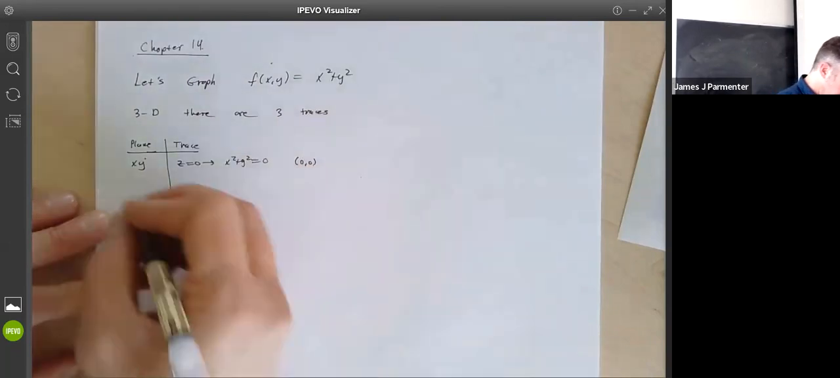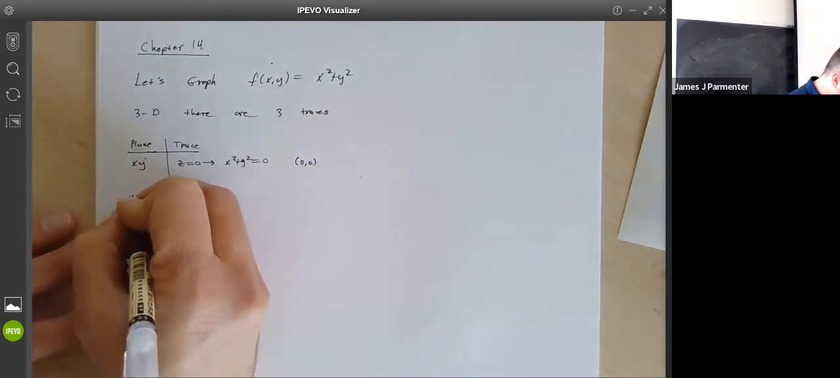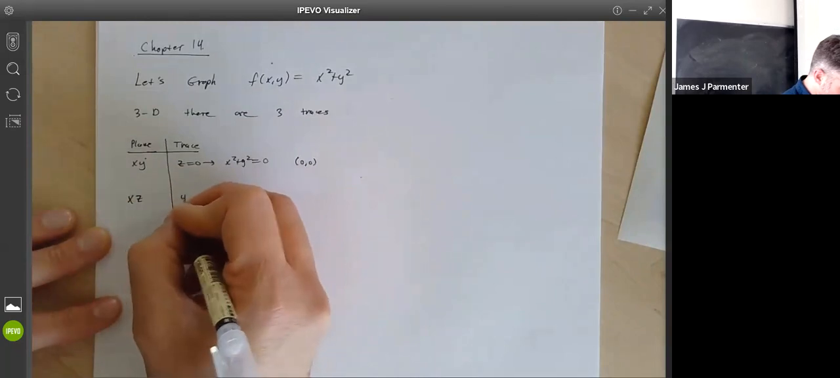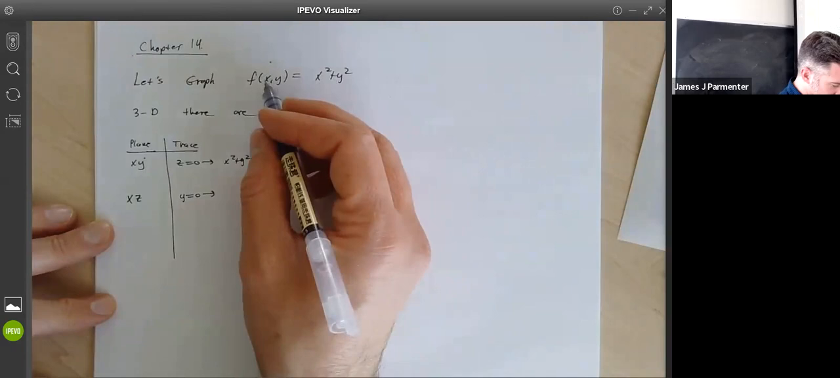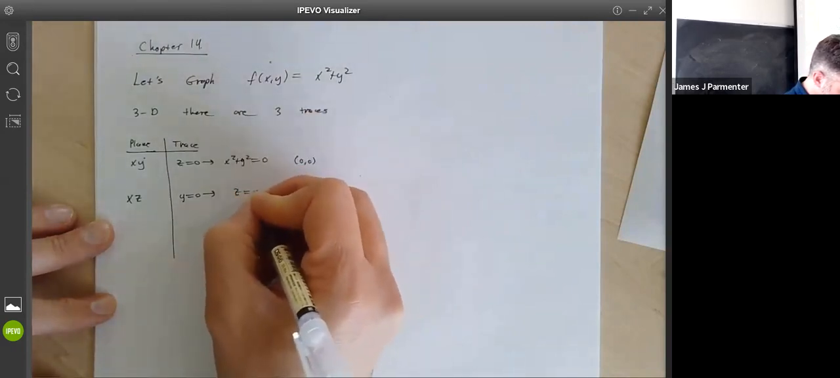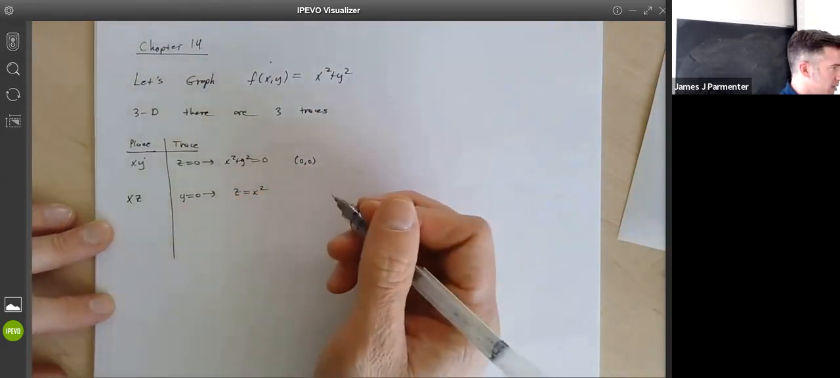Okay. And then we have the xz plane where we let y equal 0. And that's going to get us, well, if y equals 0, I'm left with z equals x squared. Okay, that's a parabola. I know what that looks like.